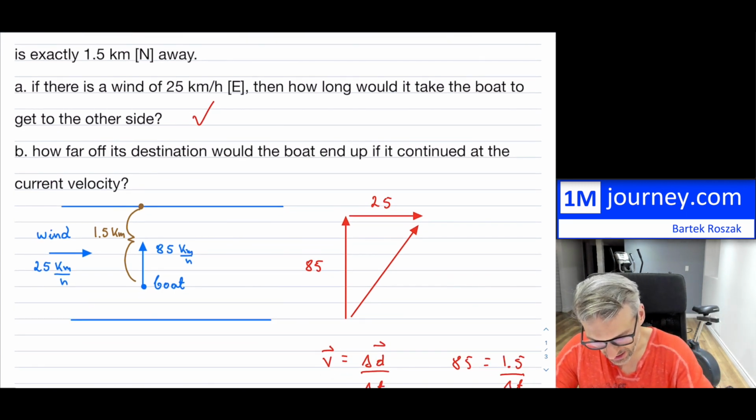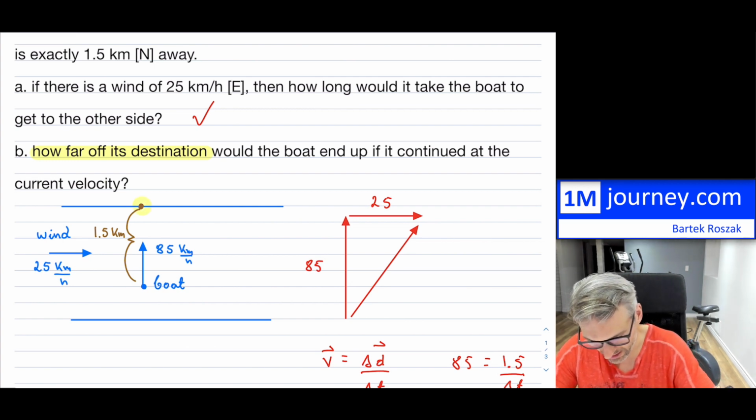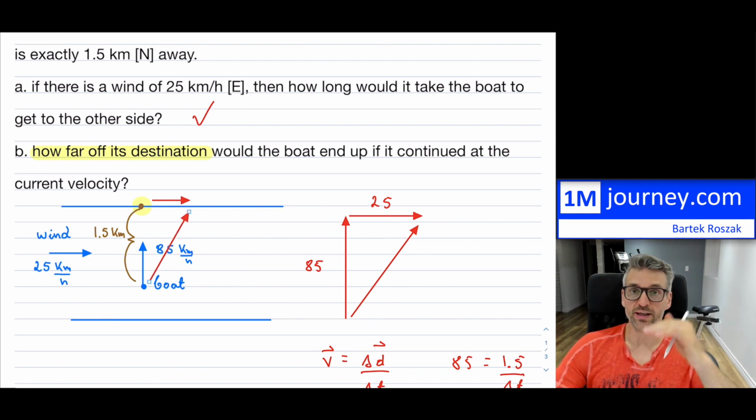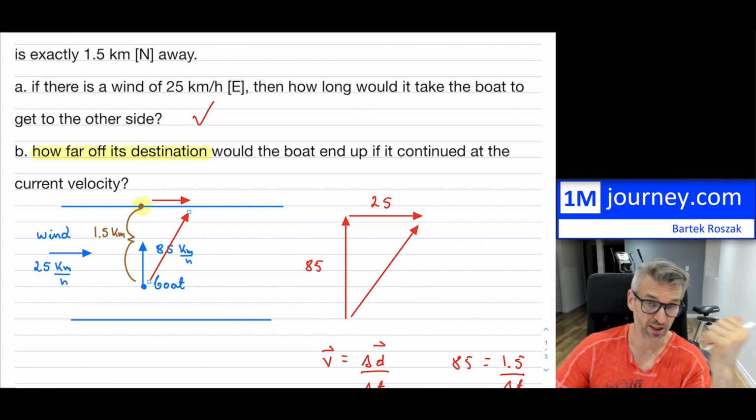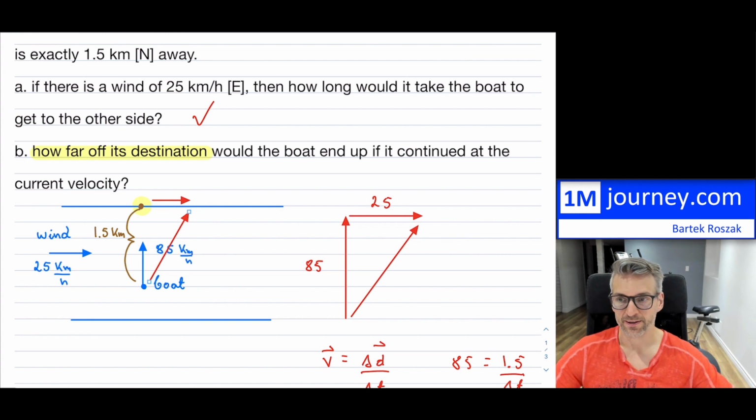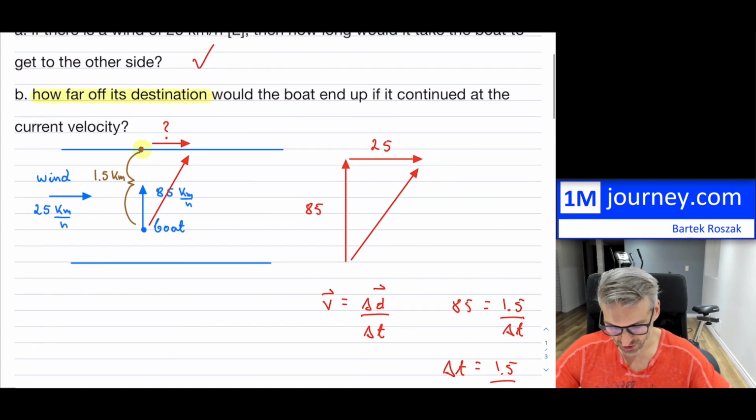Now, the other question that they ask us is, how far off its destination would the boat end up if it continued at the current rate? So here, if the dock is right there, you're going to get pushed over to the side as you travel along. In the vertical, the north direction, we're going to travel 1.5 kilometers, but we're also going to get pushed off course. So they're asking, how far off our destination would we be? This is the x direction now.